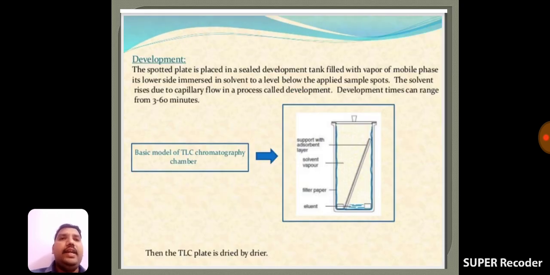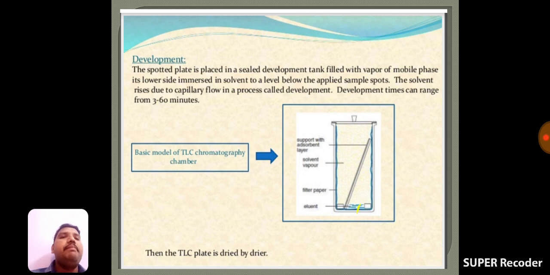Next, the second one, development step. After spotting, there is a development step. The spotted plate is placed in a sealed development tank filled with vapor of the mobile phase. Its lower side is immersed in solvent to a level below the applied sample spots. The mobile phase is placed at the bottom of the sealed vessel. The solvent rises due to capillary flow in a process called development.